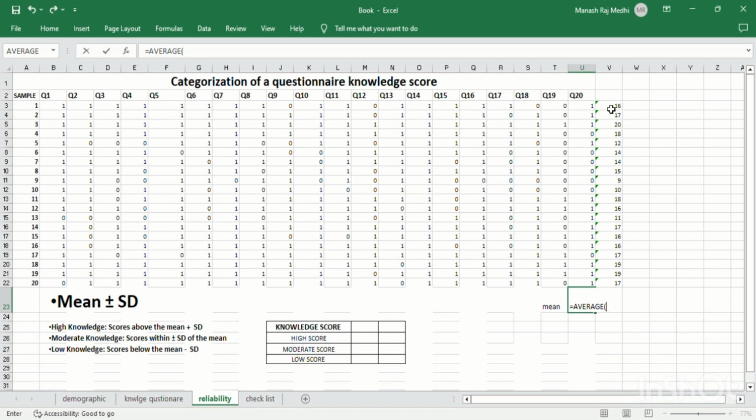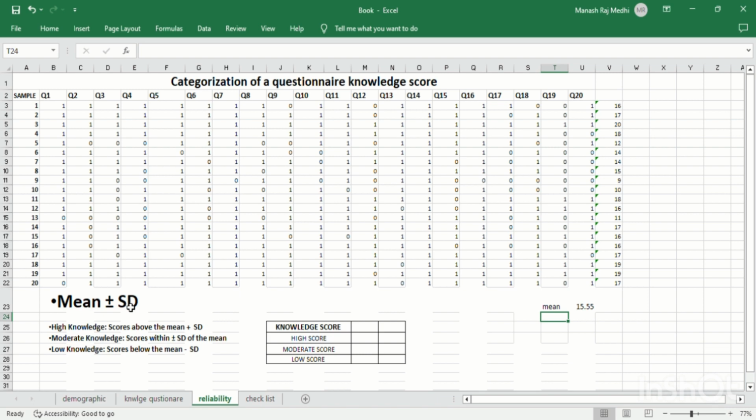Inside the bracket, first place the first value, then give a colon. Then next place the last value. See, V22, this is the last value. Then you close the bracket, then enter. See, we got our mean. Our mean or average score is 15.55, that means almost 16.